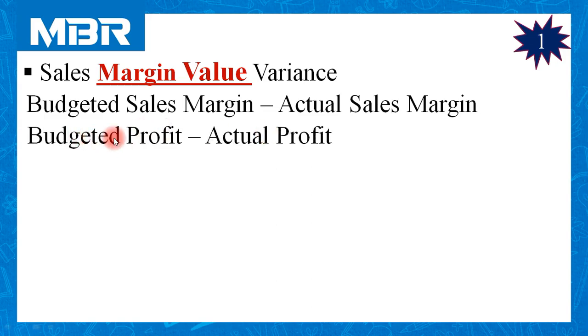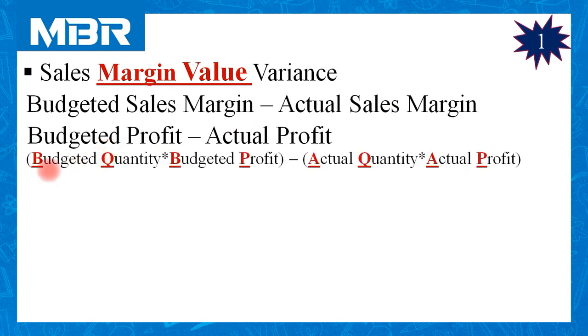You can say budgeted profit minus actual profit. Sales margin is popularly referred to as profit. So instead of budgeted sales margin and actual sales margin, one may use the term budgeted profit and actual profit. Formula: budgeted quantity into budgeted profit minus actual quantity into actual profit.